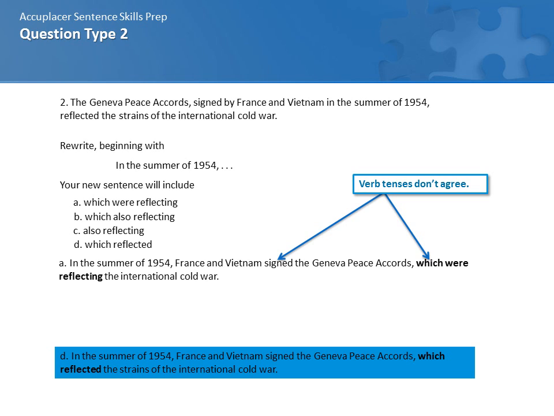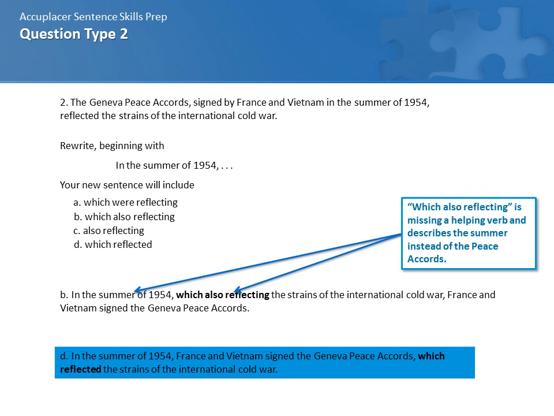The next choice, B, doesn't work either. Which also reflecting is awkward wording and also lacks a helping verb. So a sentence might read, in the summer of 1954, which also reflecting the strains of the international Cold War, France and Vietnam signed the Geneva Peace Accords. So that's awkward phrasing right there, and there is a missing helping verb for one of those ing verbs.